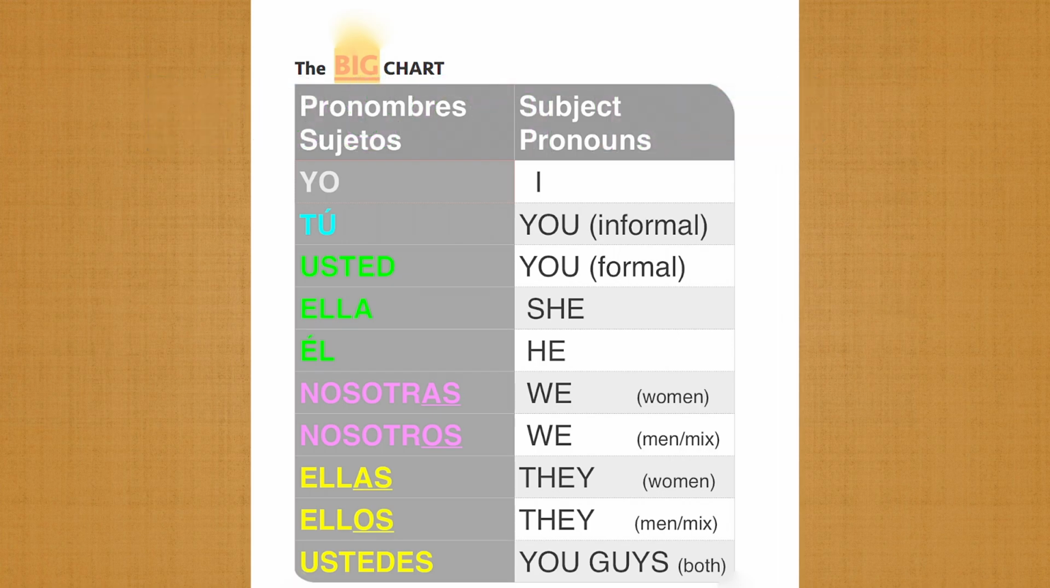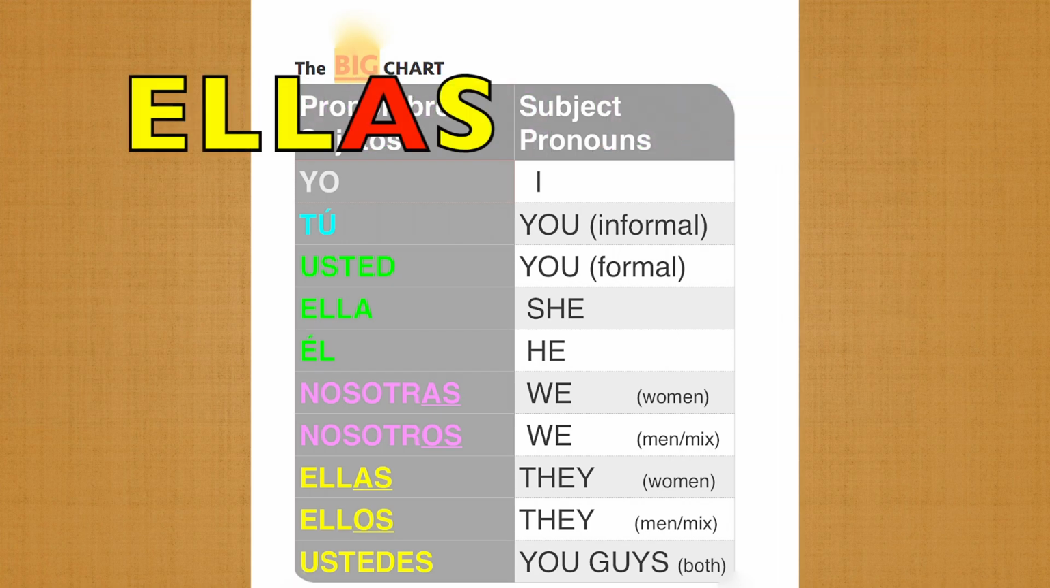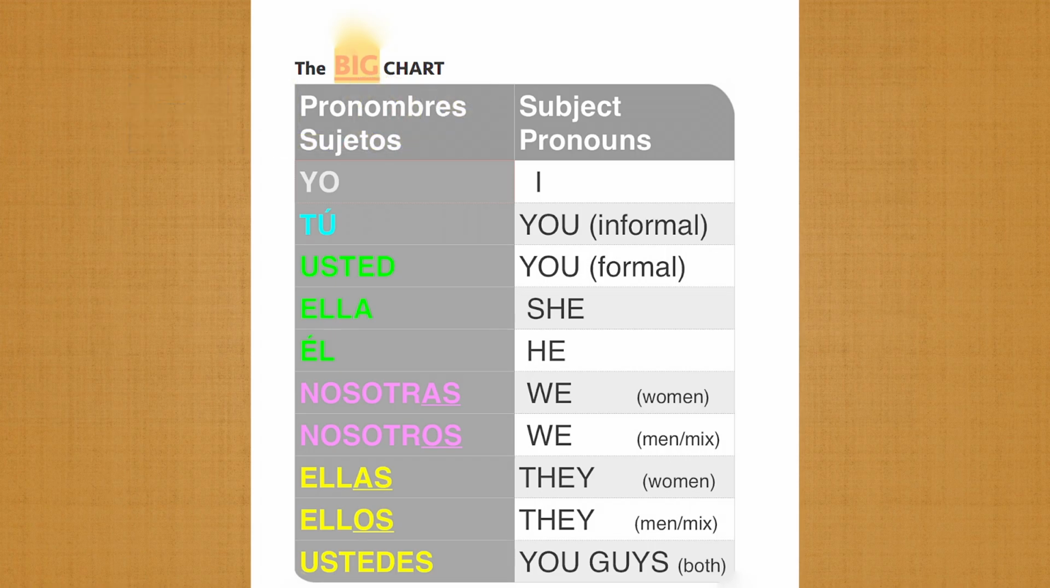Ellos or ellas, that's basically the same thing, just they. For girls, it's ellas. For guys, it's ellos. Now they're going to be conjugated the same way. Just like usted, él, and ella are conjugated the same way. Nosotros, nosotras are conjugated the same way. Ellos and ellas are conjugated the same way.